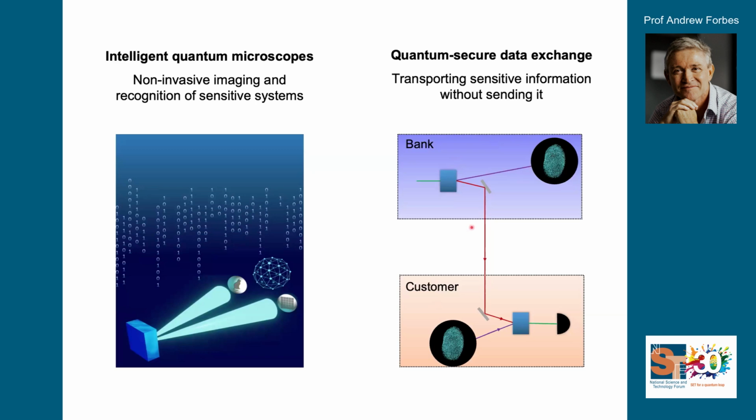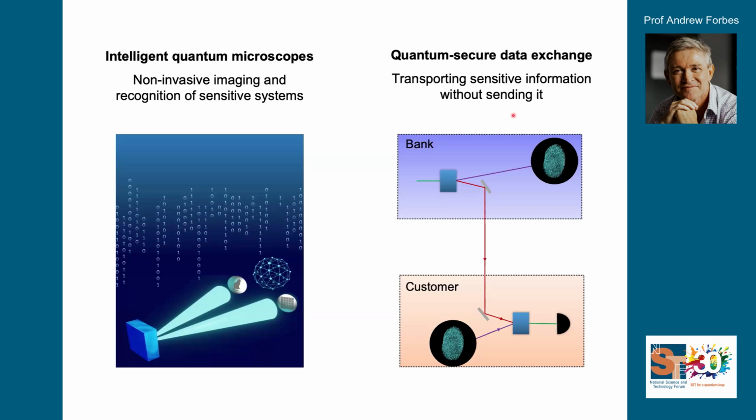And if you look at this little cartoon, how does the communication work? The bank sends one particle of light to the customer. The customer never sends any information to the bank. So this is fundamentally secure. It's a very good way to communicate in the future.